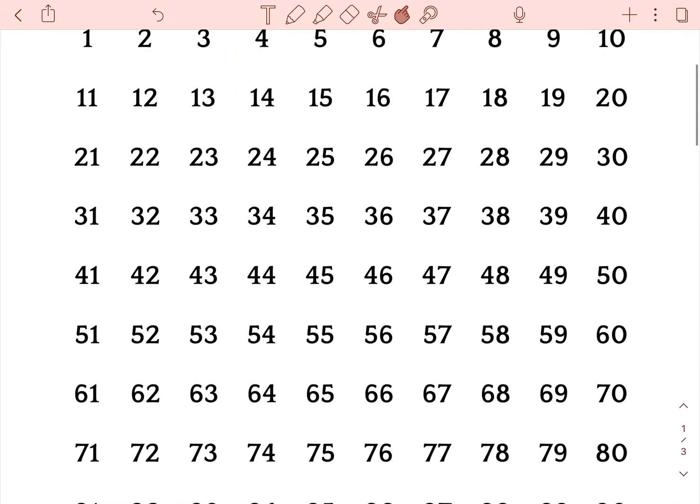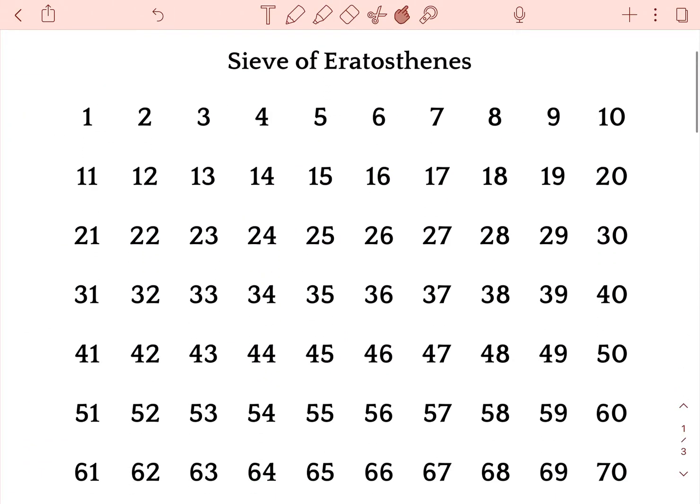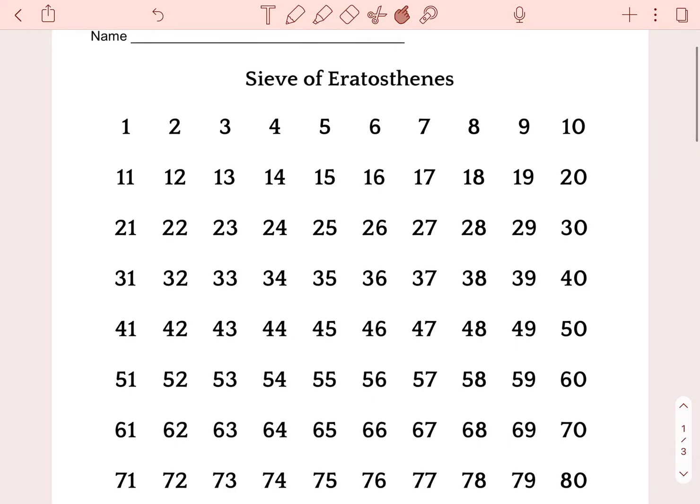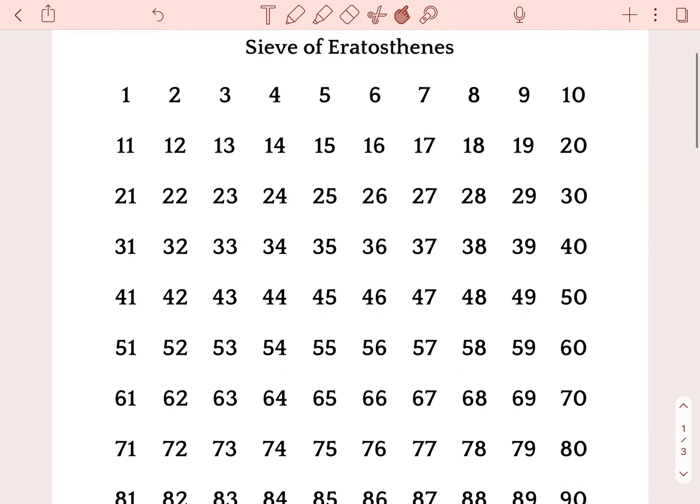So in today's work, we're going to try to find all of the prime numbers, because prime numbers are going to be useful to us. They're going to help us solve some problems later on. So it's actually kind of a handy thing to know how to use and to find. So this here is called the Sieve of Eratosthenes.